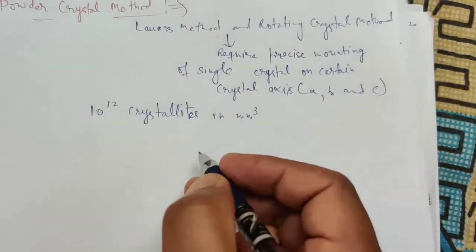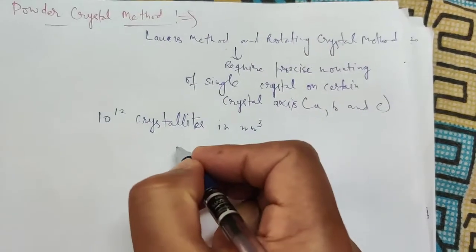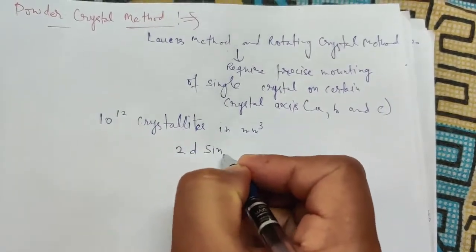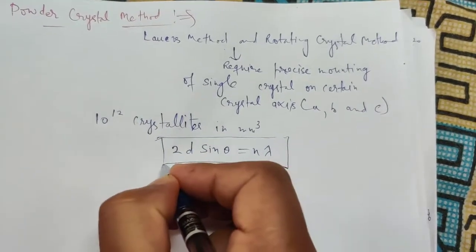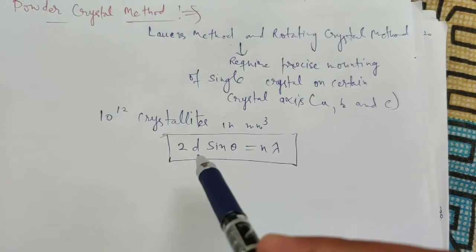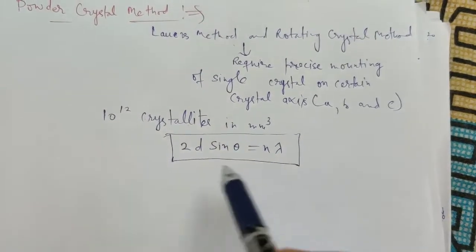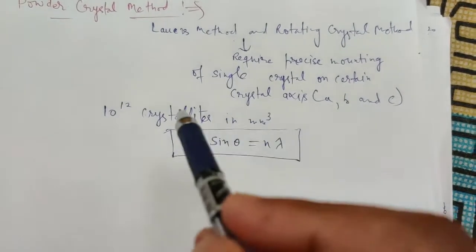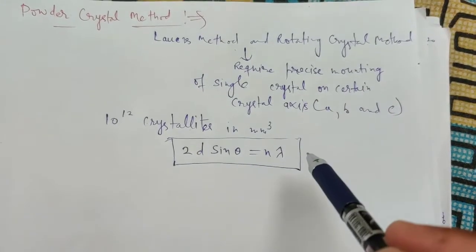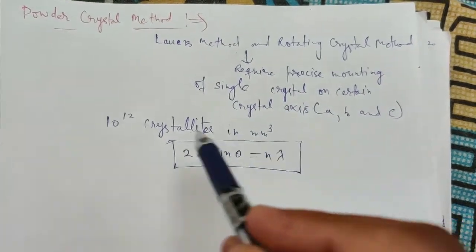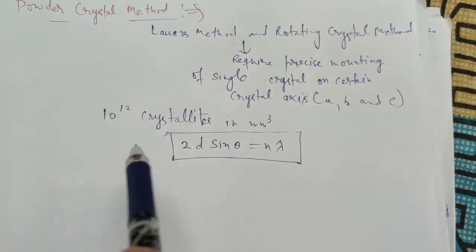The underlying law for this diffraction method is also Bragg's law, that is 2d sin theta equals n lambda. Which means when the values of d and theta match this condition we obtain a diffraction pattern. So the main law is Bragg's condition. If this condition is not satisfied, there will be no diffraction pattern in X-ray diffraction.